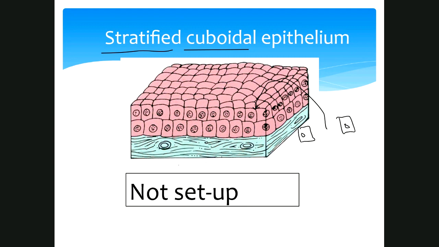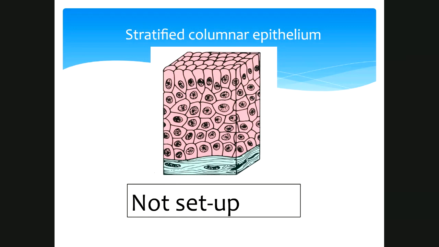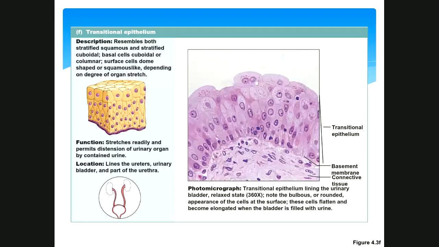Same thing here. Look, stratified columnar. So if we look at the outer rows, look, they look like columns. Not these down here. They don't look like that. But these look like columns. So more than one row, outer rows look like columns. And then the last epithelial tissue is called transitional.